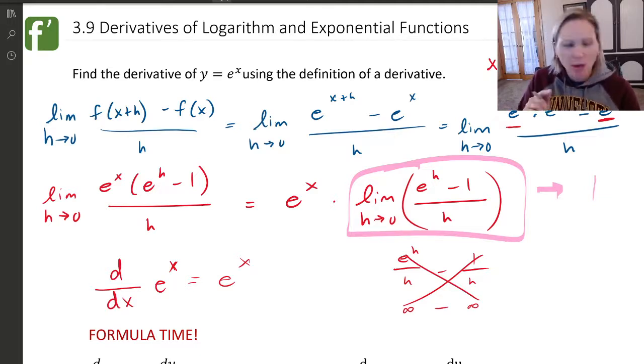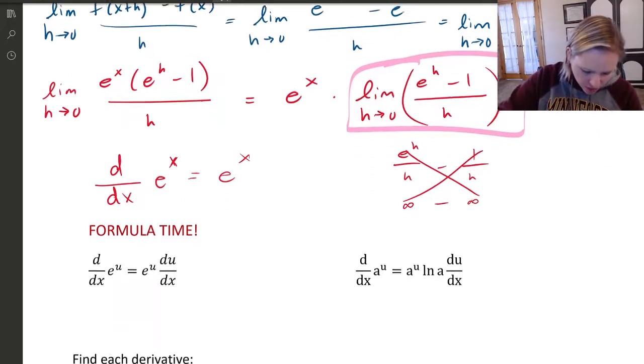Now, be careful, because there might be some chain rule issues coming into effect. If you have an exponent of other than just x, you're going to have to consider that exponent as that u function, and you're going to have to do the chain rule. So let's go ahead and dive in and see a couple of formulas.